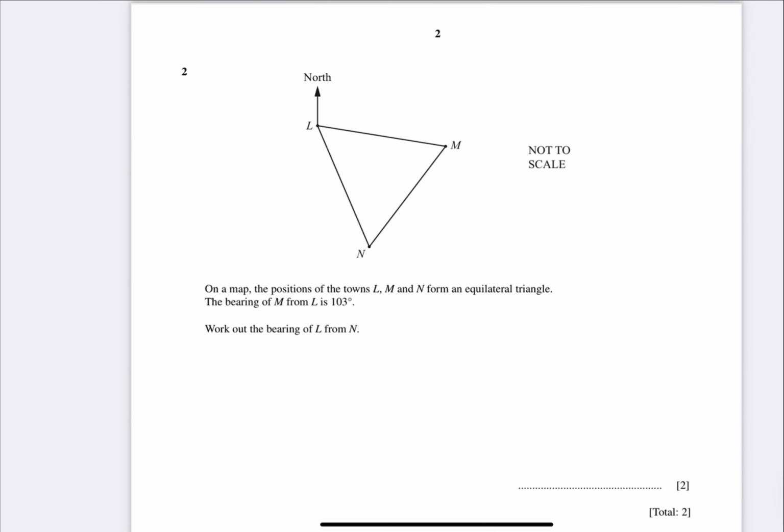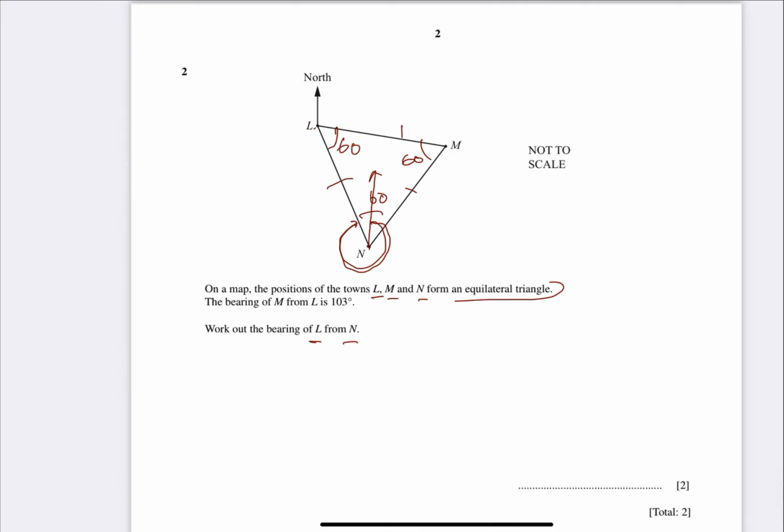On a map, the positions of towns L, M, N form an equilateral triangle. Equilateral: 60, 60, 60. Work out the bearing of L from N. L from N, so we will make a north and rotate like this, and we need this complete angle. Yes, we can find this angle.